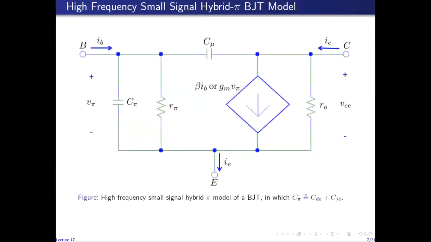So taking into account these 3 capacitive effects, that is the diffusion capacitive effect, the forward biased emitter base junction capacitance, and the reverse biased collector base junction capacitance, we can augment the small signal hybrid pi model of a BJT like this, shown in this circuit. So C mu is the reverse bias junction capacitance between collector and base.